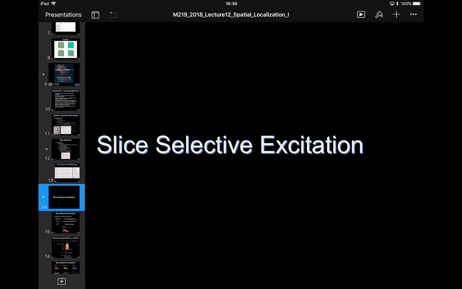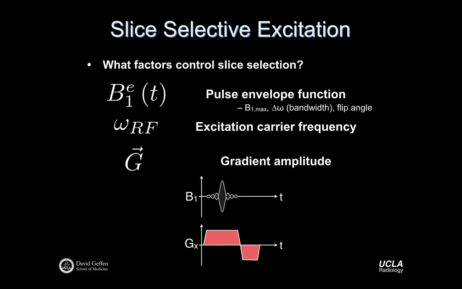Okay, so let's dig a little bit more into slice selective excitation. So we're just worried about how we excite a slice, right? What factors actually control the slice selection? Well, one of the first ones is the B1 envelope function, right? We talked about this much earlier when we were talking about the B1 subsystem. That envelope function has a few parameters that are really important to us. Operationally, our systems have a maximum B1, so we can only operate up to that maximum B1. There's different reasons why there's a maximum in place.